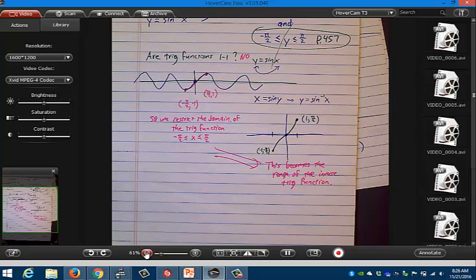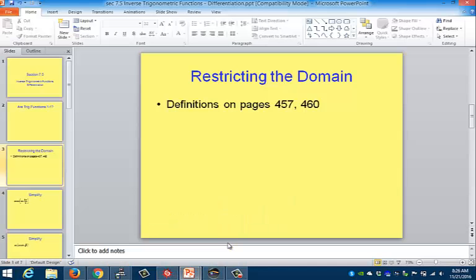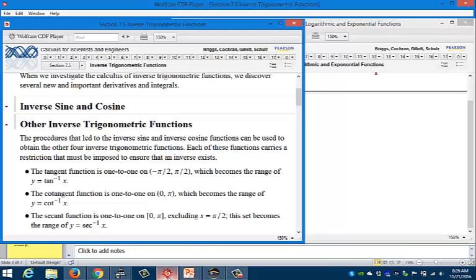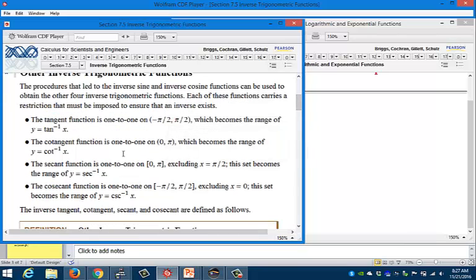But on the other page, 460, they give you secant, cosecant, tangent, and cotangent, right? Well, inverse functions for each of those. And so maybe a quick peek at those. The other trig functions, they say tangent, negative pi over 2 to pi over 2, cotangent 0 to pi, secant 0 to pi, cosecant negative pi over 2 to pi over 2.